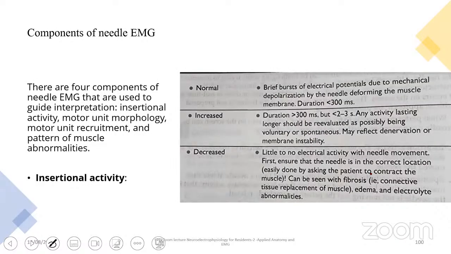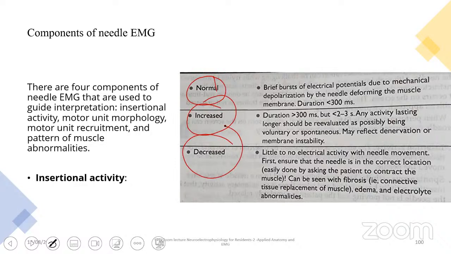There are 4 components of needle EMG that are used to guide the interpretation: insertional activity, motor unit morphology, motor unit recruitment, and pattern of muscle abnormalities. So, normal, increased insertional activity, decreased insertional activity.